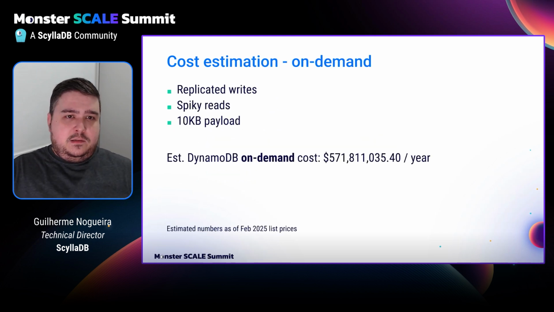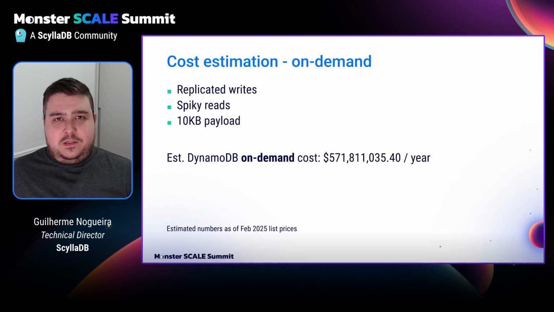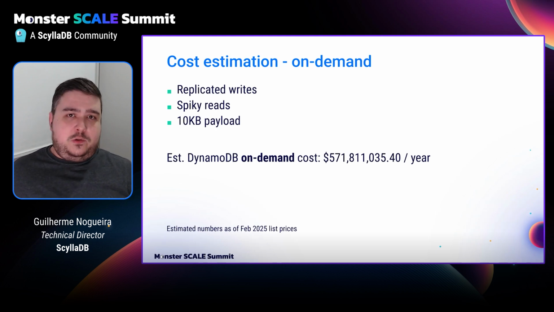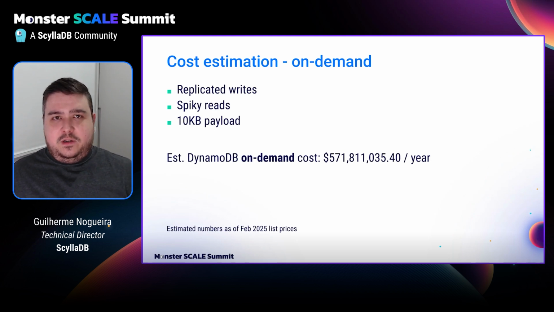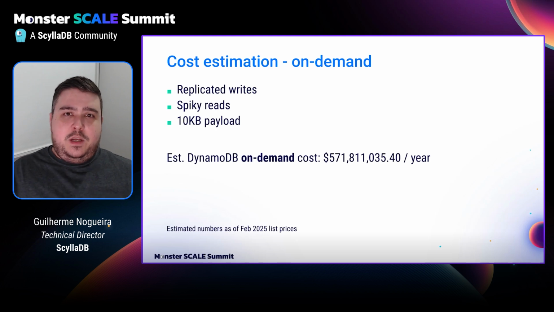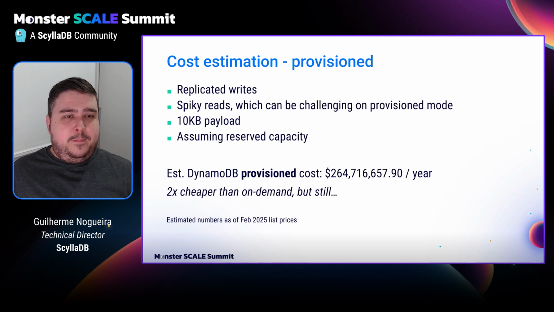So replicating data across the 5 regions, as I discussed on the previous slide, also spiky reads and predictable, so that makes sense to run the use case on demand, and 10 kilobyte payloads, another driver where you cross many times the 4 kilobyte payload, so you end up with a lot of units consumed. And in this case, the estimated on demand is over $500 million a year. So this is just an estimation from February 2025.